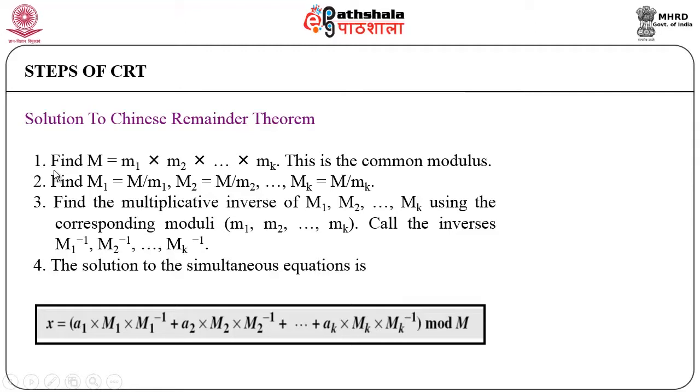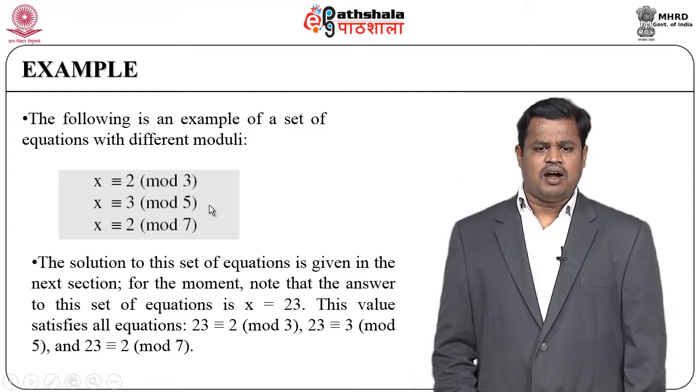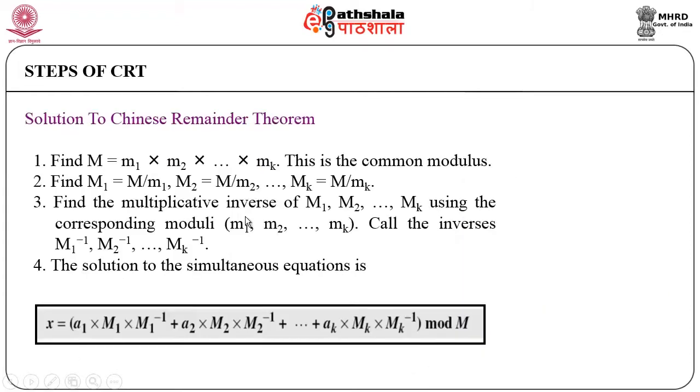In step 1, the first thing you have to do is find capital M, which is nothing but the common modulus. According to the set of congruent equations, where we have m1, m2 and m3, in general, we can say M is equal to m1 into m2 into m3 and so on, up to mk. So, the first step is to find the capital M, which is the multiplication of all the moduli in the congruent equations.